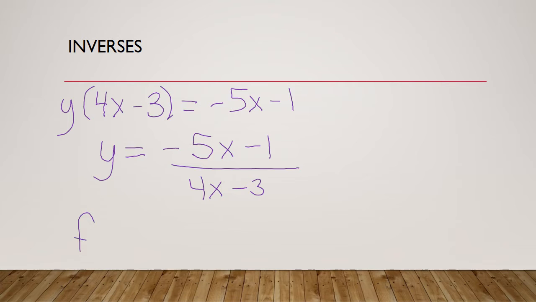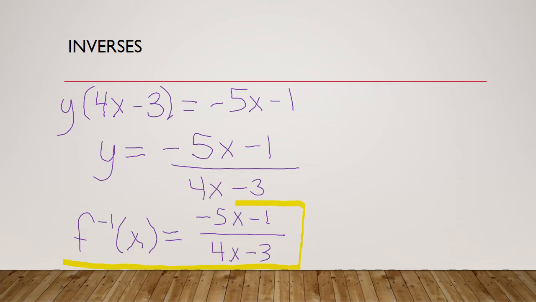So my last step is to switch from y equals into f inverse of x equals (-5x - 1) over (4x - 3). So now, this is your final answer. Okay, this here is your final answer. If you were doing this and you decided to get your y stuff on the right-hand side and your not y stuff on the left-hand side, yours will look a little different, but it's still technically the same. So it's still technically right, which is the best kind of right.